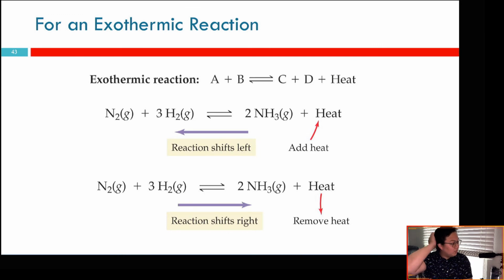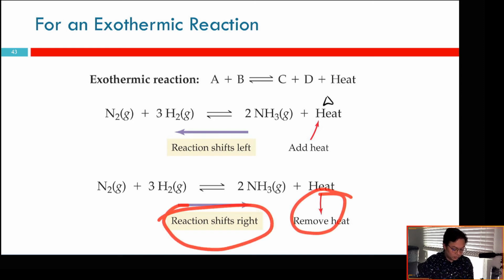So here we have an exothermic reaction. Again, heat or delta. If we're adding heat into this exothermic reaction, we shift to the left. If we remove heat, so we start cooling this reaction down, we're removing this heat, our reaction will shift to the right to make more of our products.